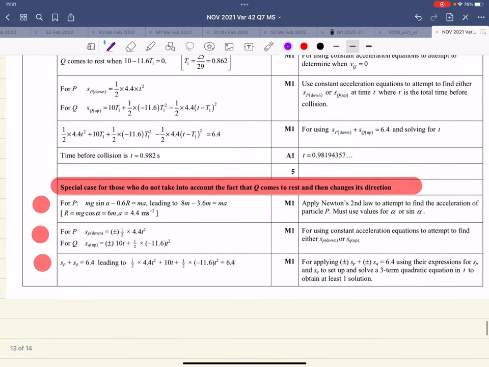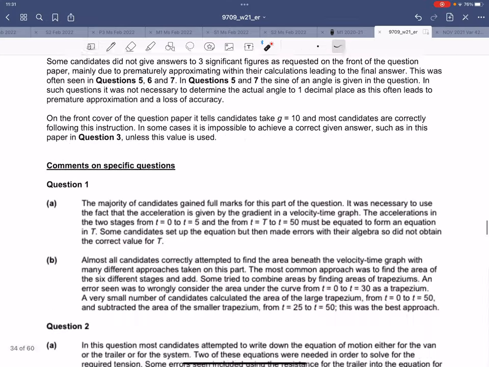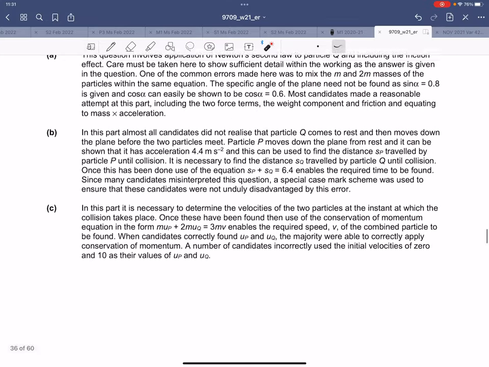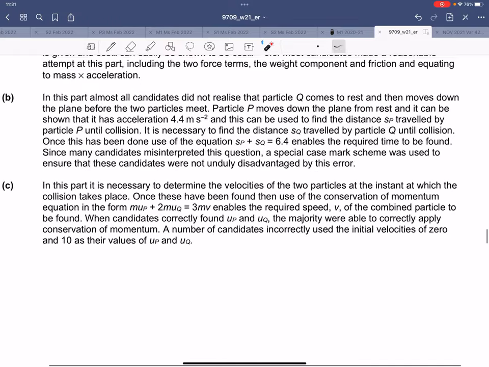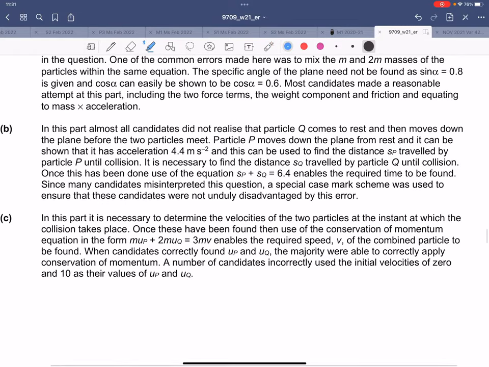Special case for those who do not take into account the fact that Q comes to rest and then changes its direction. A lot of people did this. And it also says in the examiner report, in this part, almost all candidates did not realize that particle Q comes to rest and then moves down the plane before the two particles meet, because it never happened so. It was natural that they both are moving towards each other. Total distance should be 6.4 meters, but that's not what's happening.